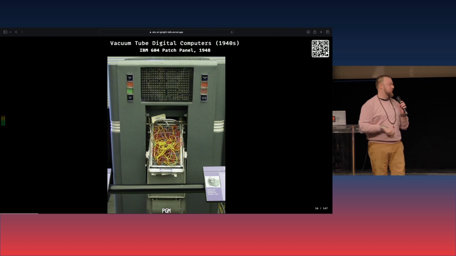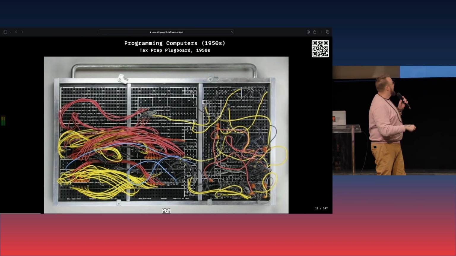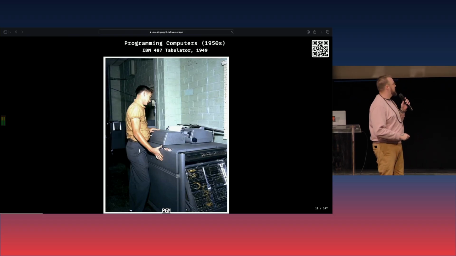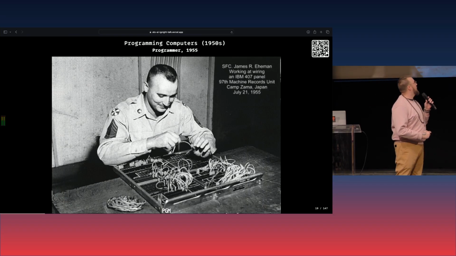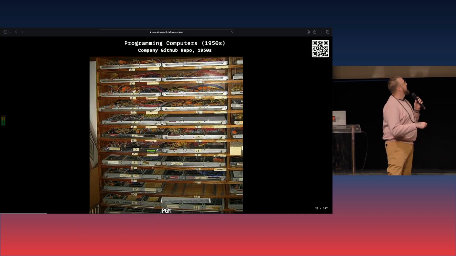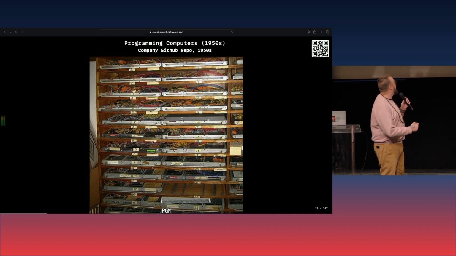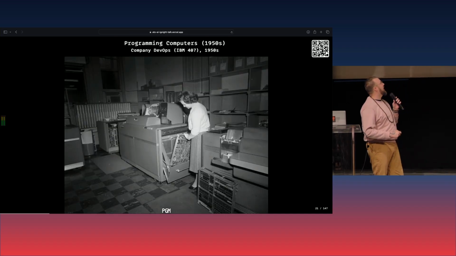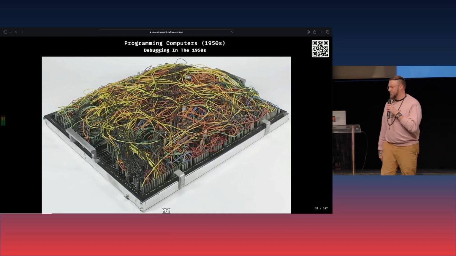604 patch panel computer. You program this by wires, y'all. Could you imagine writing code like this, loading it into a machine? This is crazy to think about. This is what a programmer looked like in 1955. This is your company repo. This is where you kept all of your code. Each one of those is a patchboard panel. You load them into the machine. There's DevOps working late at night, deploying your code into the machine.